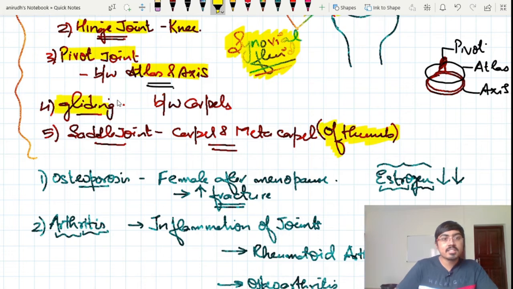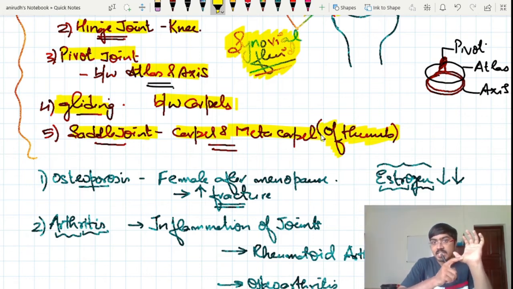Now gliding joint between the carpals. Carpals are arranged in this particular area, so they can just glide in between, but it cannot move away. That's all. That is between the carpals. And finally, saddle joint is between the carpals and metacarpal of the thumb. Okay, this is the metacarpal, this is the carpal, metacarpal. This joint is the saddle joint.